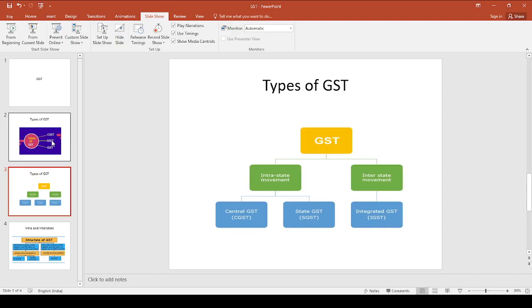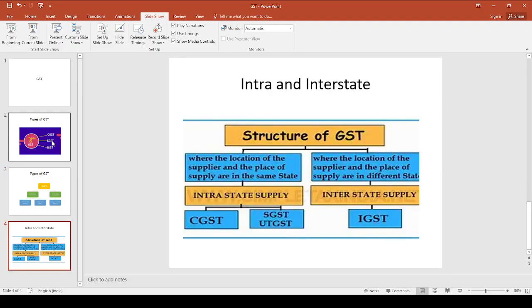Intrastate movement means when the buyer and seller are within the boundaries of the state and the transaction has taken place within the state, we will call it intrastate. And there are scenarios where we will be selling the goods from one state to another state. That means goods will be moving from one place to another place, crossing the boundaries of a state. So in such cases, we will call the transaction interstate. So we will see what is this dual structure of GST.